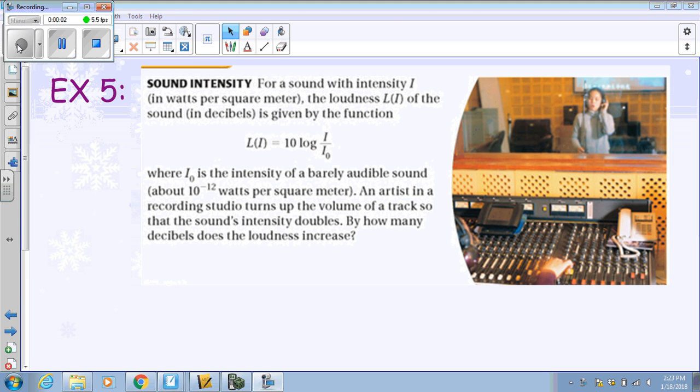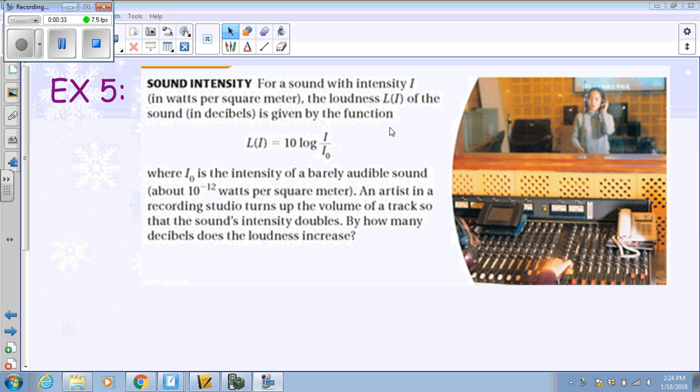So here's example 5 from the 4.5 notes. Here, using our log properties, we're going to solve this word problem. It says sound intensity. For a sound with intensity I, which is in watts per square meter, the loudness L of I of the sound in decibels is given by the function, as you can see here, where I naught is the intensity of a barely audible sound. So it's about 10 to the negative 12 watts per square meter.